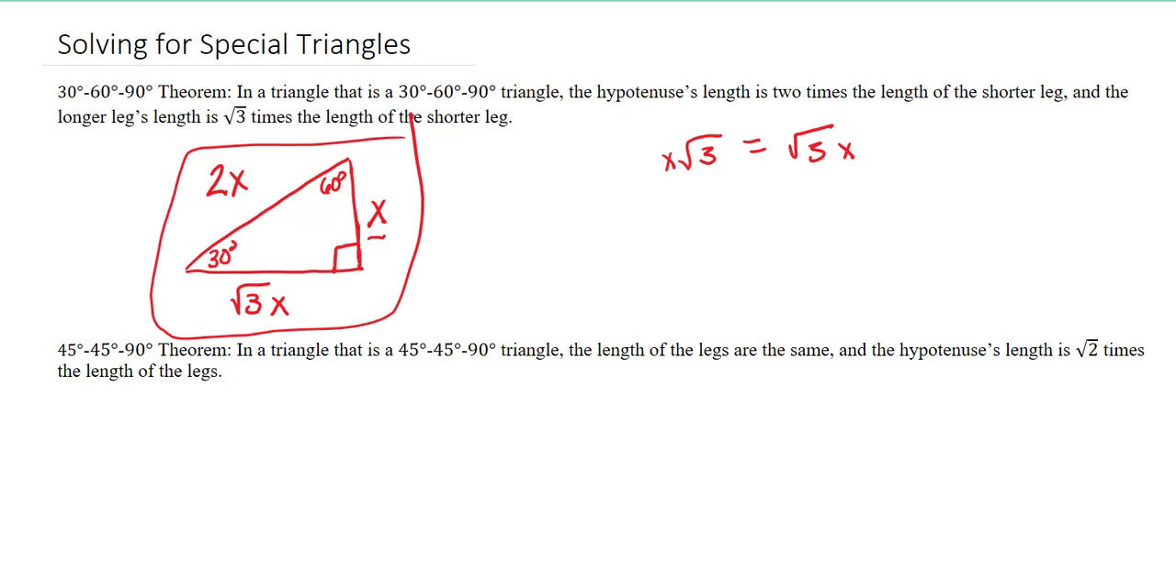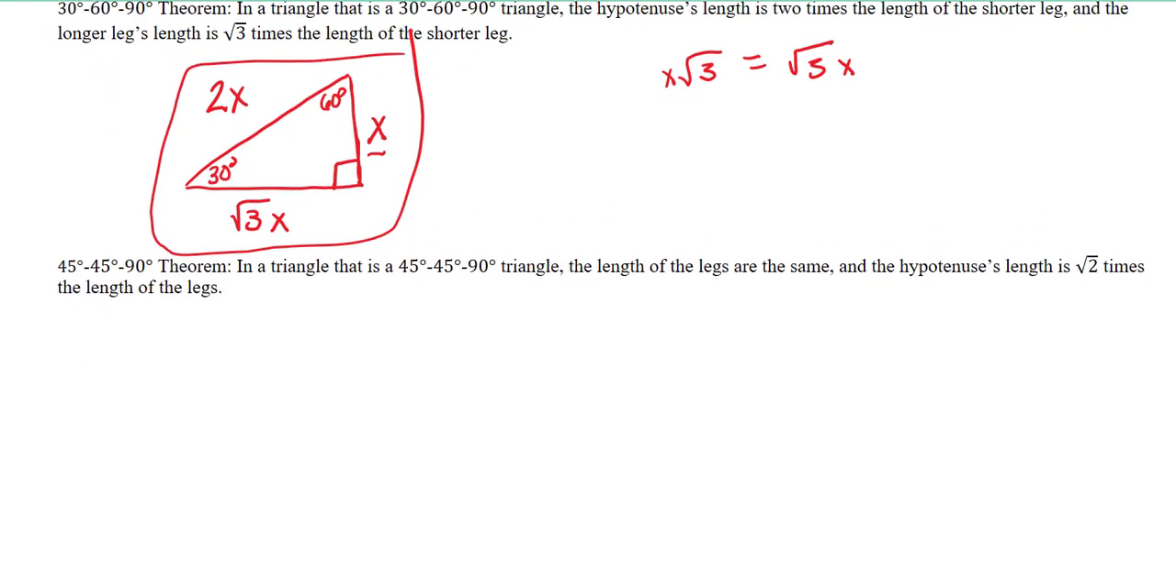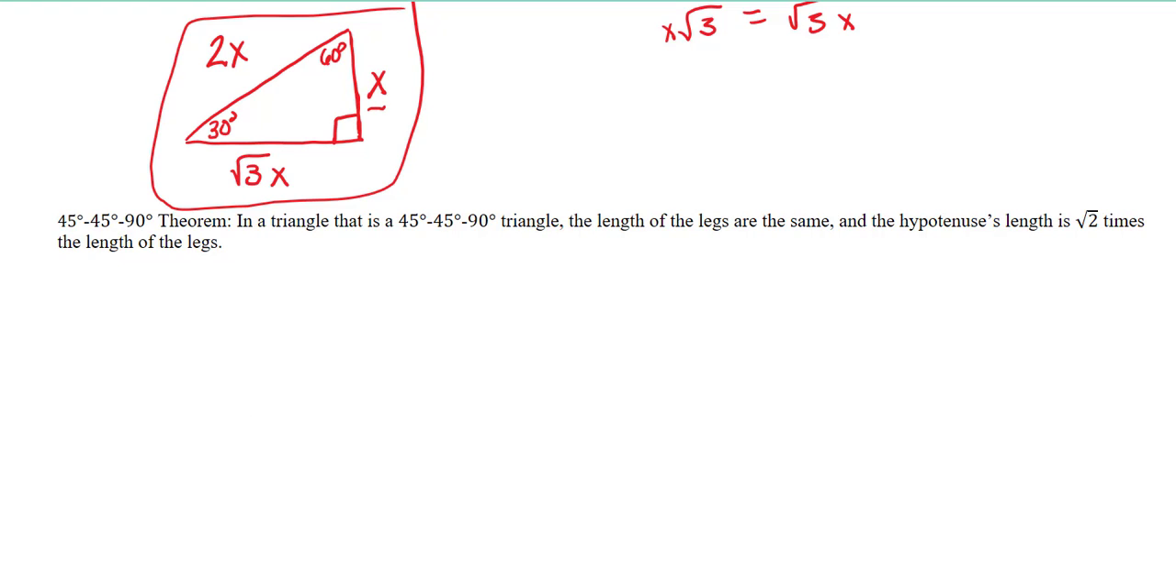But what about if we have a triangle that's 45-45-90? In those situations, let's go ahead and draw this. You can just write this out, 45, 45, and 90. That means the lengths of the legs are the same. So these sides are going to be the same. Let's just write x and x.